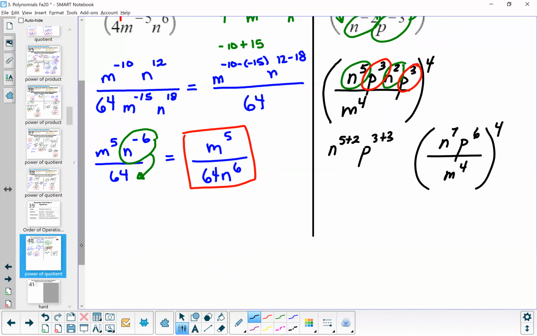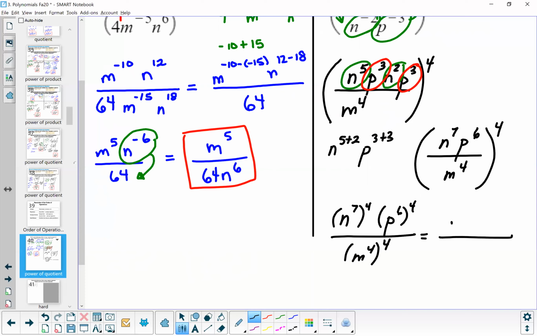So now, outside of parentheses, we have exponents. When we take powers to a power, that means we're multiplying our exponents. So essentially we're saying n to the 7th to the 4th, p to the 6th to the 4th, m to the 4th to the 4th. You have to multiply your exponents. So n to the 28th power times p to the 24th power divided by m to the 16th power.